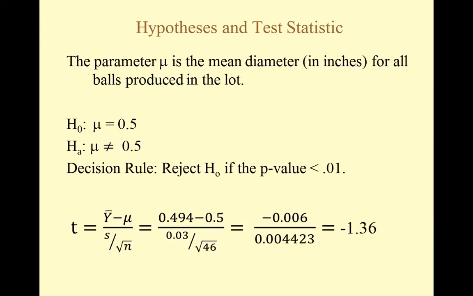The t-score is y bar minus mu over s over the square root of n. So then we look at our sample data, and the sample mean is 0.494 minus what the null hypothesis says mu is, 0.5. Then in the denominator, we have 0.03 divided by the square root of 46, which is 0.004423. That gives me a score of negative 1.36.